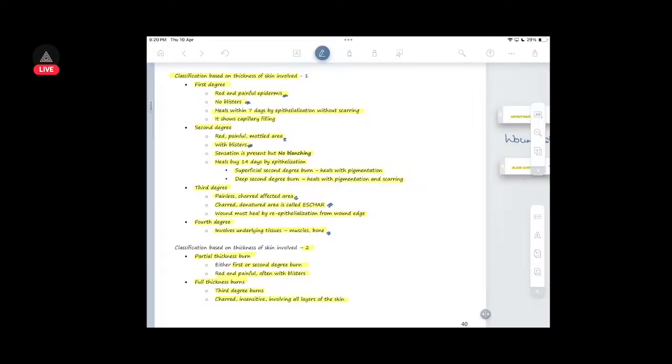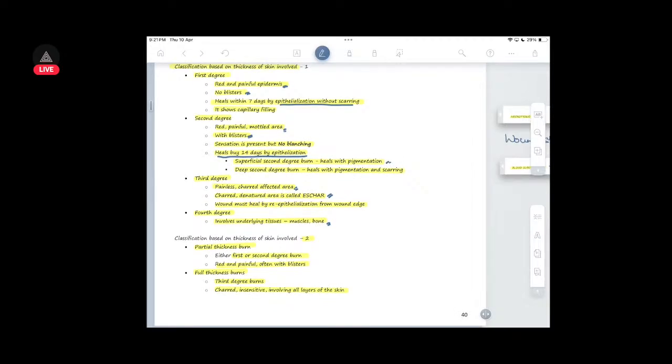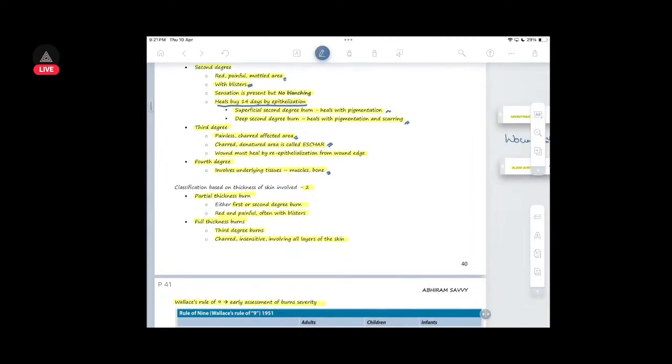Okay, then first degree wound heals by epithelialization without scarring. Second degree, sensation is present but it heals in 14 days by epithelialization. You have superficial and deep. Superficial heals with pigmentation and deep heals with pigmentation and scarring. Re-epithelialization from the wound edge occurs and involves the underlying tissue.